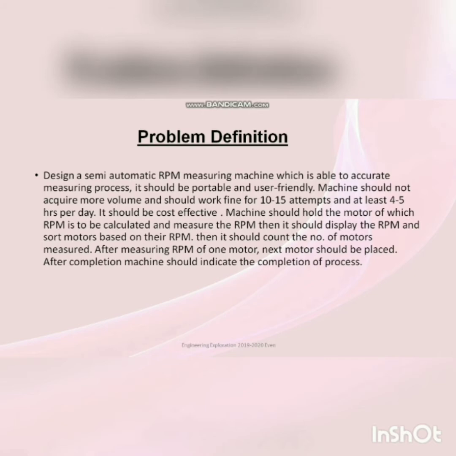We are designing a semi-automatic RPM measuring machine that is able to measure the RPM of a given motor accurately. The machine is portable and user-friendly, and it will work fine for 10 to 15 attempts and for at least 4 to 5 hours per day. The machine is cost effective, holds the motor, measures the RPM of the motor and displays it, and the motors are sorted based on their RPM.